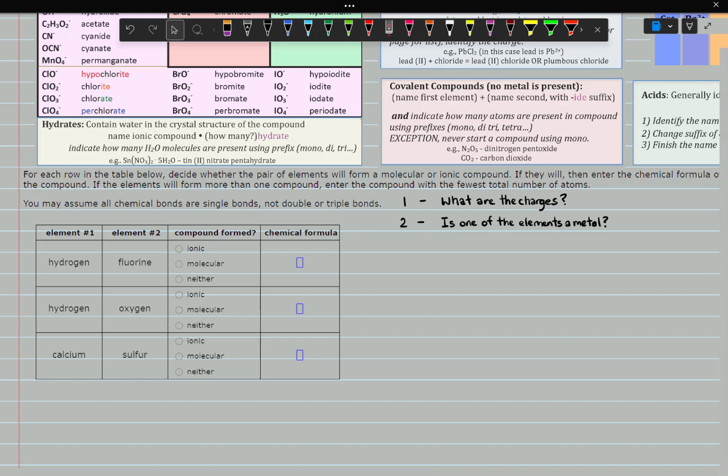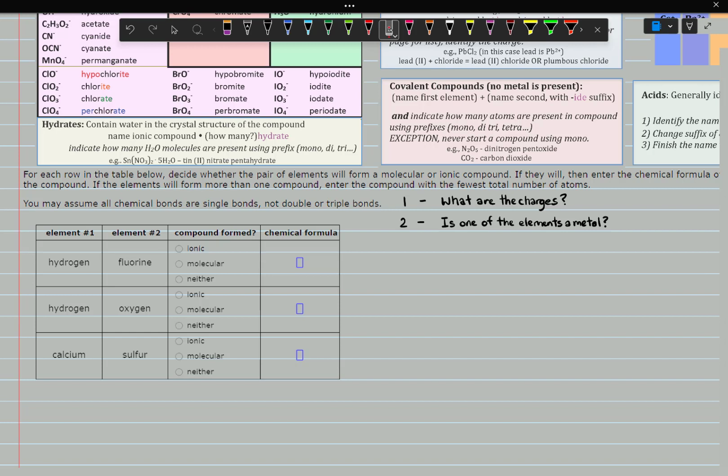So in this question we want to be asking ourselves two things. The first one is, what are the charges? We're looking for something that has a positive charge on one hand and a negative charge on the other. That way they can come together to form a neutral compound. So if they are two positives or two negatives, it's simply not going to come together. It doesn't work like that. You can't have two negative elements making up a single compound.